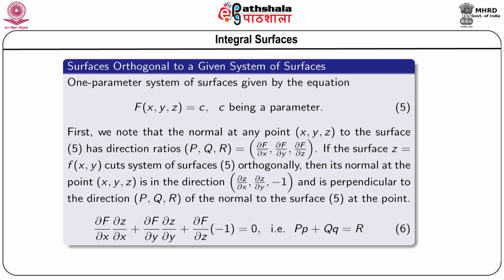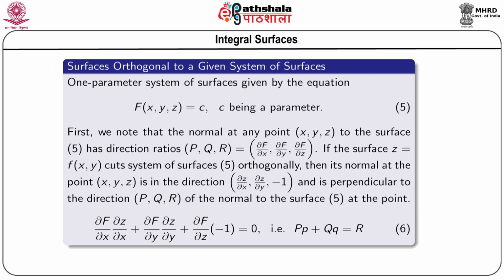Now, we shall develop an idea where we shall discuss how to find the system of surfaces which are orthogonal to a given system of surfaces. Suppose there is a one parameter system of surfaces, and this system is given by equation 5, f(x, y, z) equals c, where c is a parameter. First, you note that the normals to this surface are proportional to del f del x, del f del y, del f del z, that we already know.